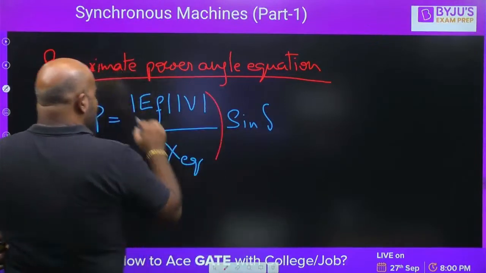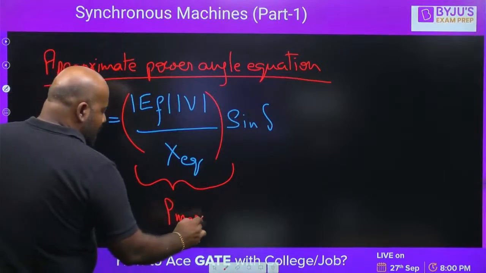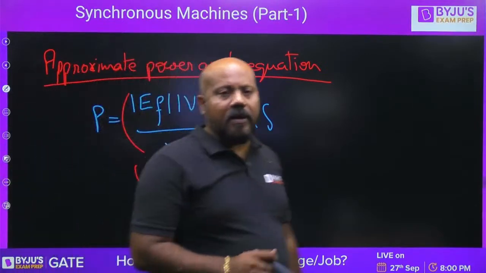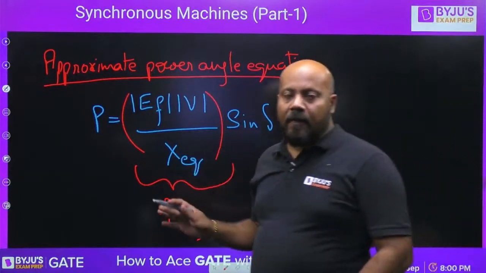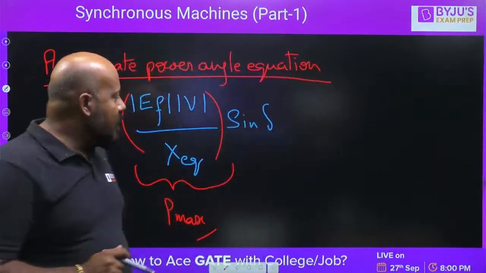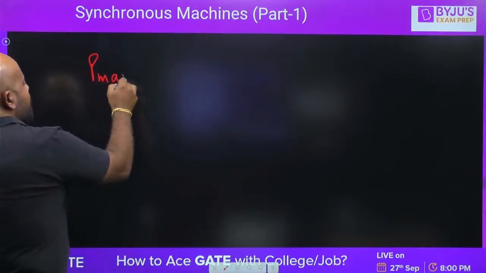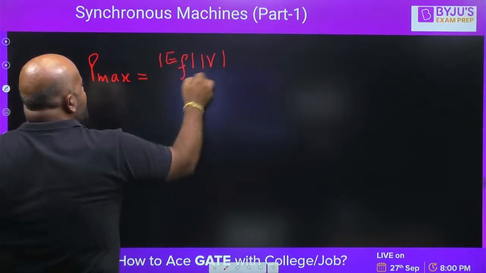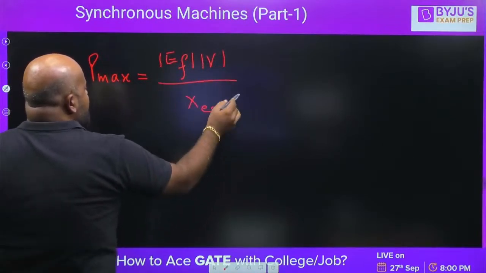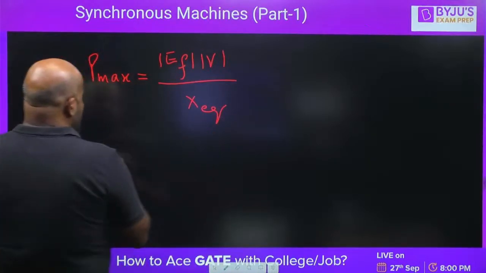And this belongs to the maximum power which can be supplied by the generator to the infinite bus. This is the maximum amount of power which can be supplied by this generator to the infinite bus. So you can write this P max as mod EF mod V upon X equivalent. This P max is mentioned as 1.2.